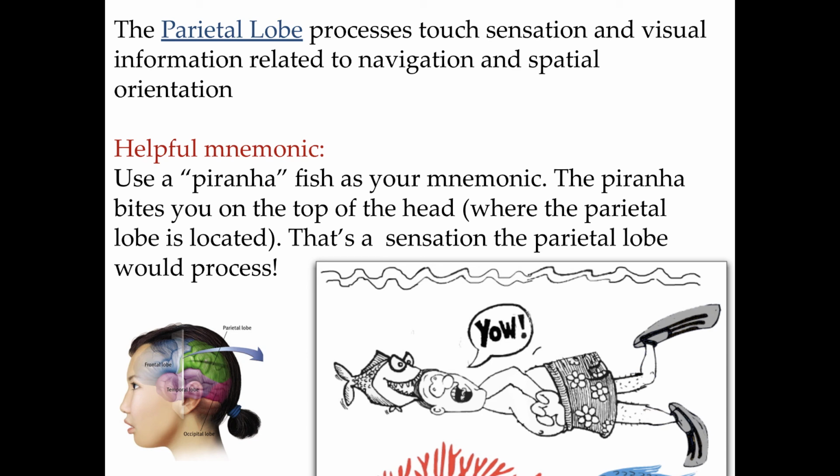Use a piranha, parietal, fish as your mnemonic. The piranha bites you on top of the head where the parietal lobe is located, and that's a sensation of pain that would be processed by the parietal lobe.